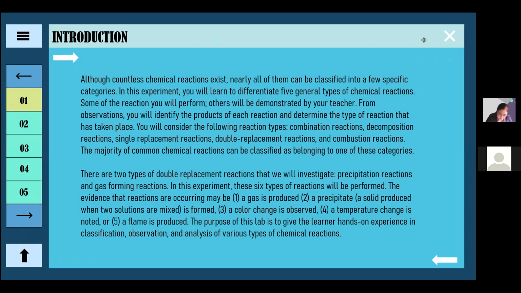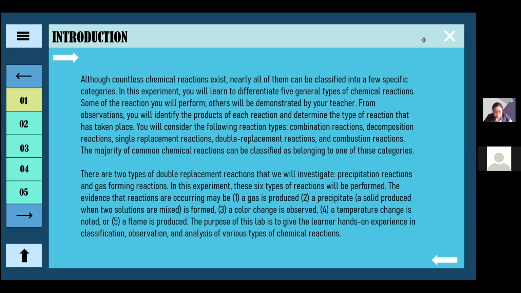You will consider the following reaction types: combination reactions, decomposition reactions, single replacement reactions, double replacement reactions, and combustion reactions. The majority of common chemical reactions can be classified as belonging to one of these categories. There are 2 types of double replacement reactions that will be investigated: the precipitation reactions and gas-forming reactions. In this experiment, these 6 types of reaction will be performed.